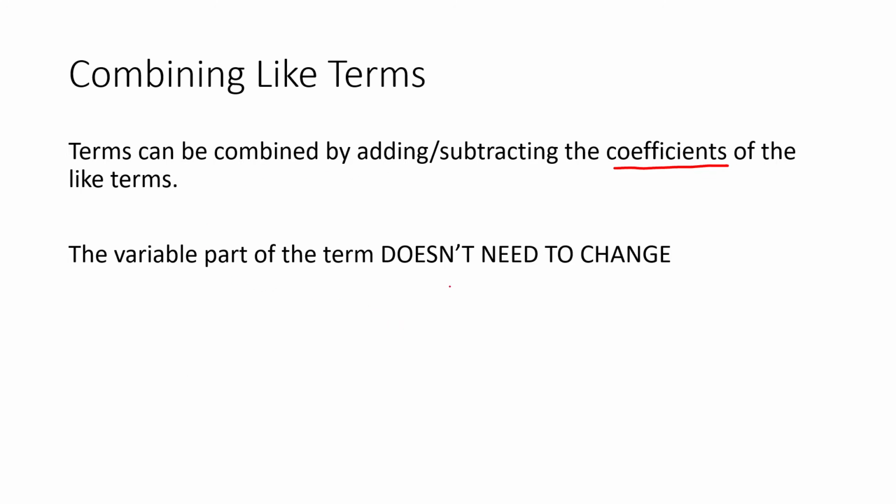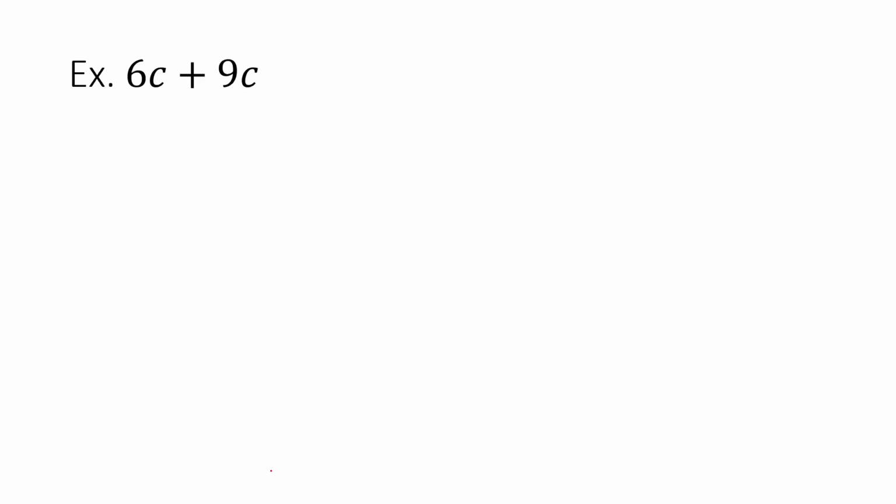So what we're adding is the number part of the like terms, and the variable part, the letters, doesn't need to change, okay? So let's start with a small example. Here we have 6c plus 9c. How many terms do we have? We have two terms. Are those two terms like terms? Yes, they both share the same variable part, c. So that means we can combine them.